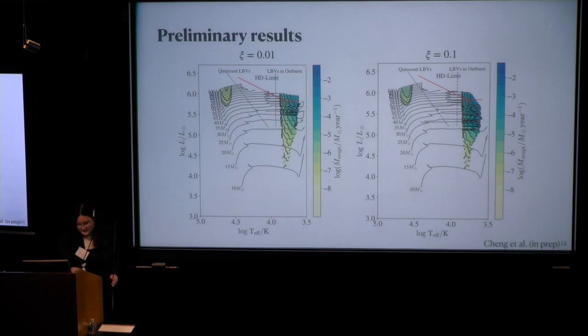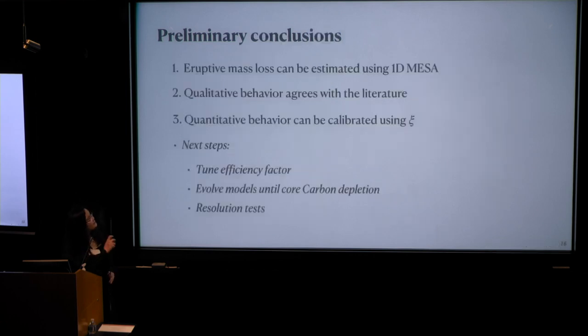So in the end, what we can say is that, firstly, eruptive mass loss can be estimated using 1D MESA. And then secondly, qualitative behavior agrees with the literature. So this is what I mean by agree. I'm getting a lack of red supergiants, right? And quantitatively, we can calibrate our results using that squiggly Xi symbol.